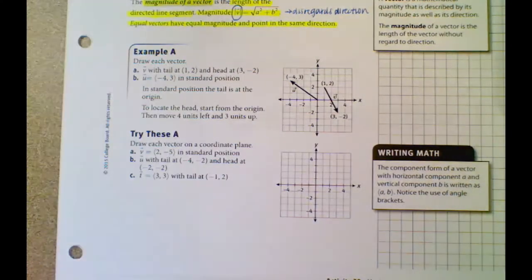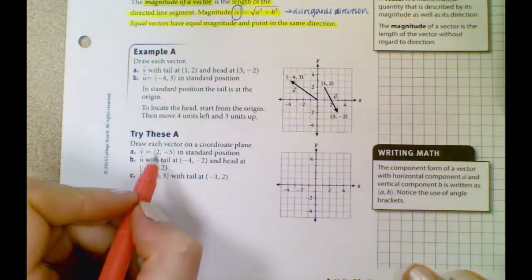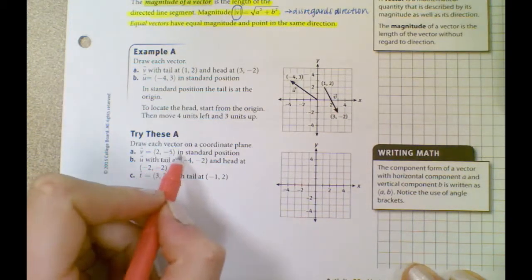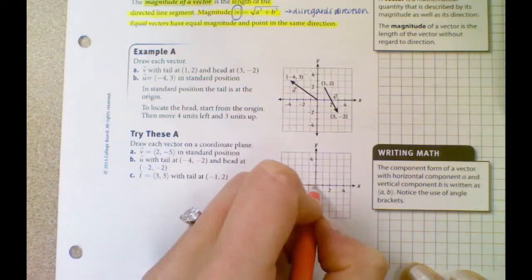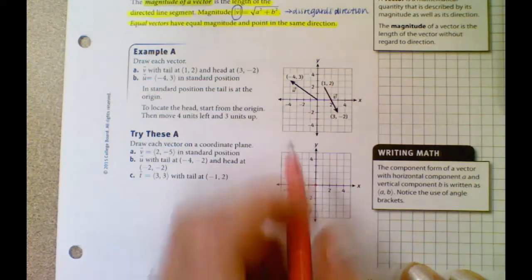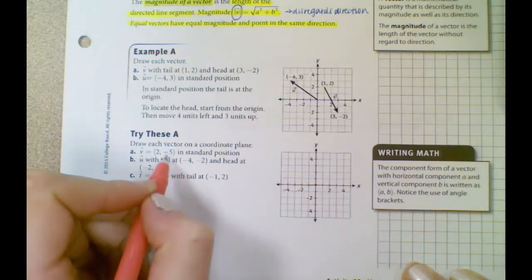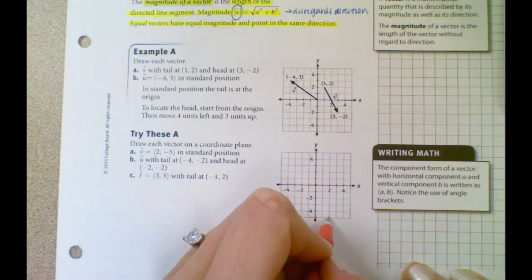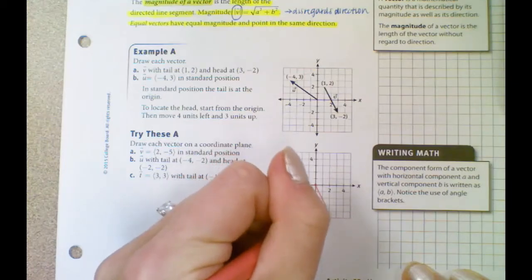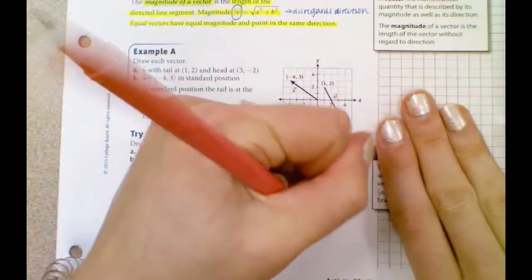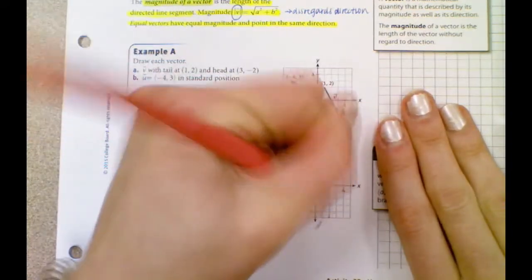All right, so try these. Draw each vector on a coordinate plane. So vector V, we are at (2, -5) in standard position. My tail is going to start at (0, 0). And then this is the horizontal distance, so right 2, and then I'm going to go down 5. So that would be the, oh, that was a little off. Yikes. Sorry, guys.